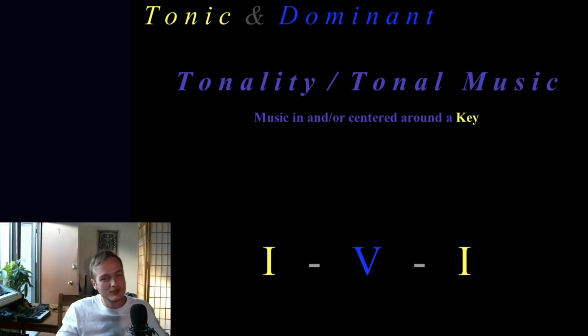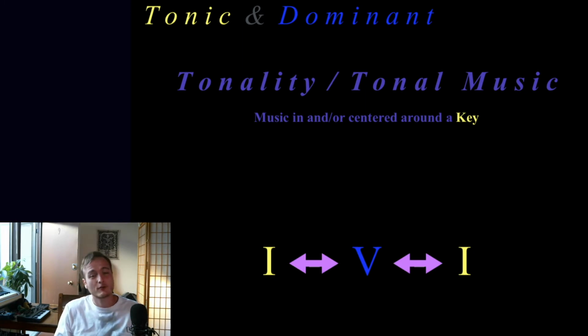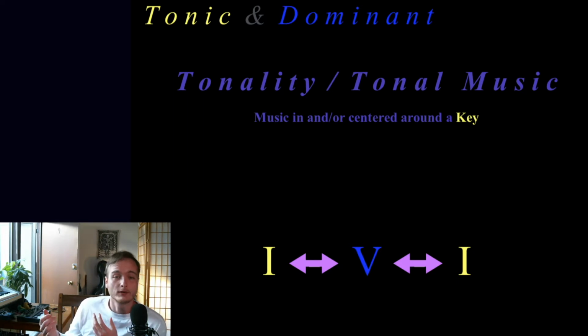This relationship between 1, 5, and 1 is actually crucial to tonality. And I say relationship again because it's not these chords themselves so much as the way that they connect together, the way that they relate to each other and form a key or form a gesture or something.